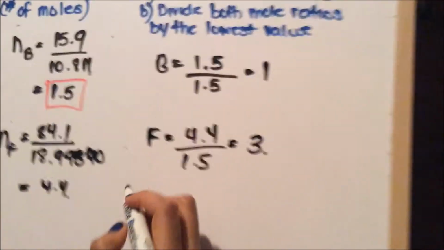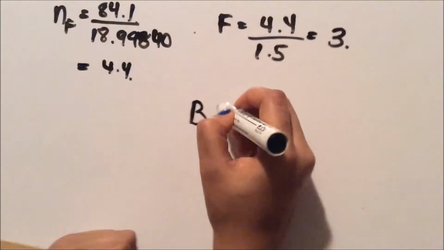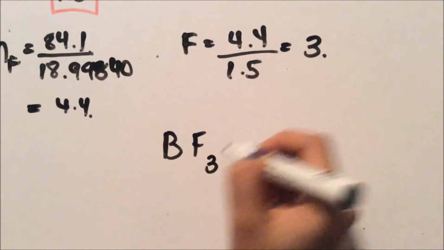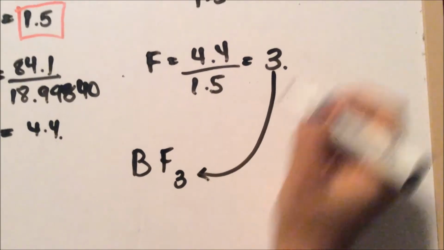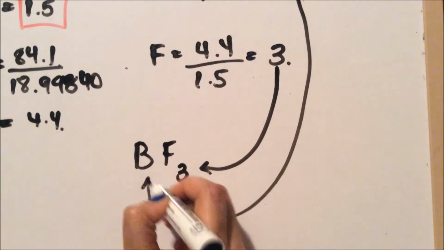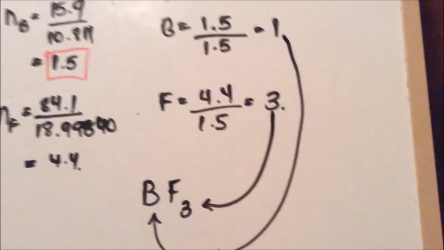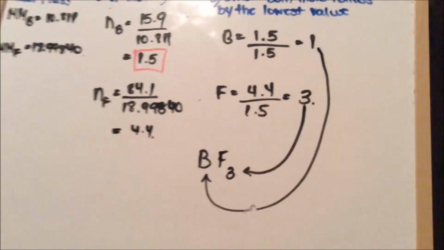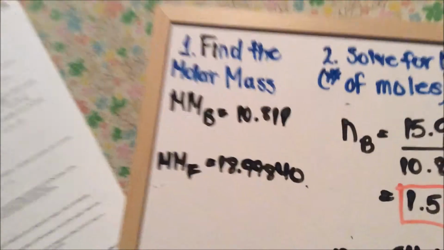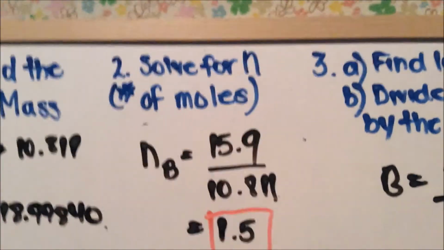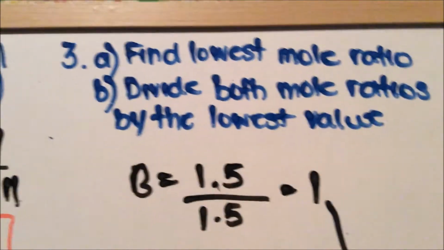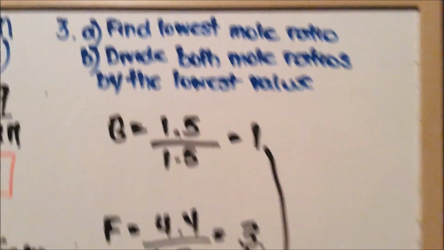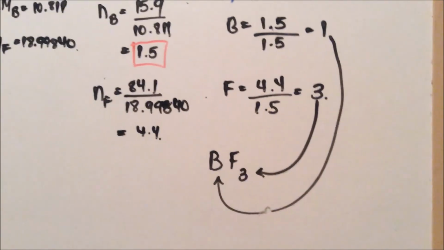So then, once again, when we write it out here, it will be BF3, because our 3 is here, and our 1 is here, and again, the 1 doesn't show. So I hope this tutorial helped you. You can follow up by looking for finding molecular from empirical. And yeah.